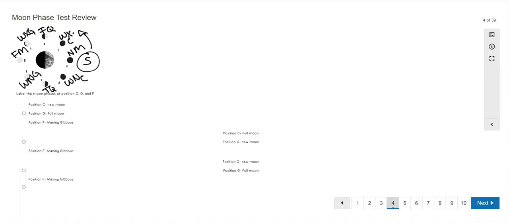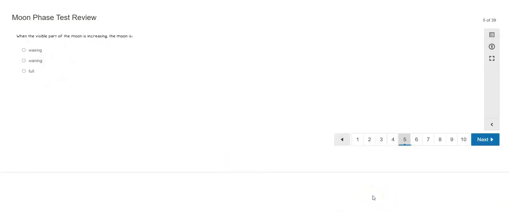So position C is going to be the new moon. So this one right here does not work, but this one does say new moon. Position G is going to be a full moon, so that checks on both of those. And then position F is a waning gibbous. So it is going to be this first one because this is a waning gibbous and not a waxing gibbous.